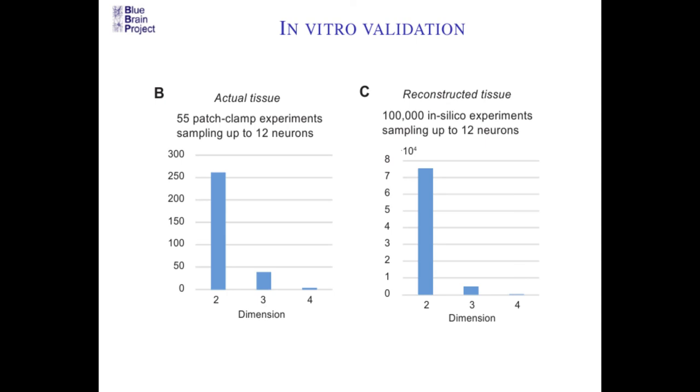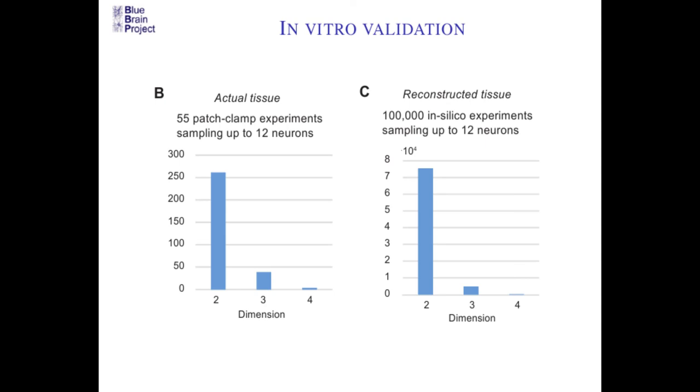So Rodrigo did a bunch of experiments for us where he took these patch clamps, he did 55 different patch clamp experiments with up to 12 neurons at a time and looked for these sorts of simplices and found 2, 3, and even 4 simplices. So that's amazing, out of just 12 neurons to be able to find that.